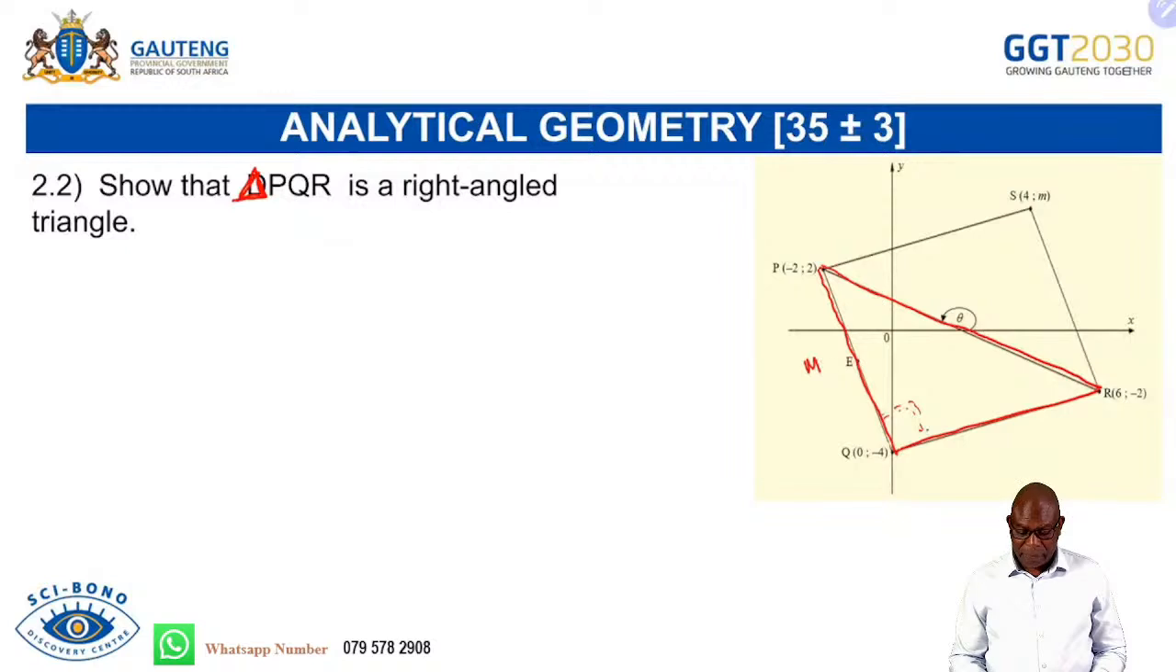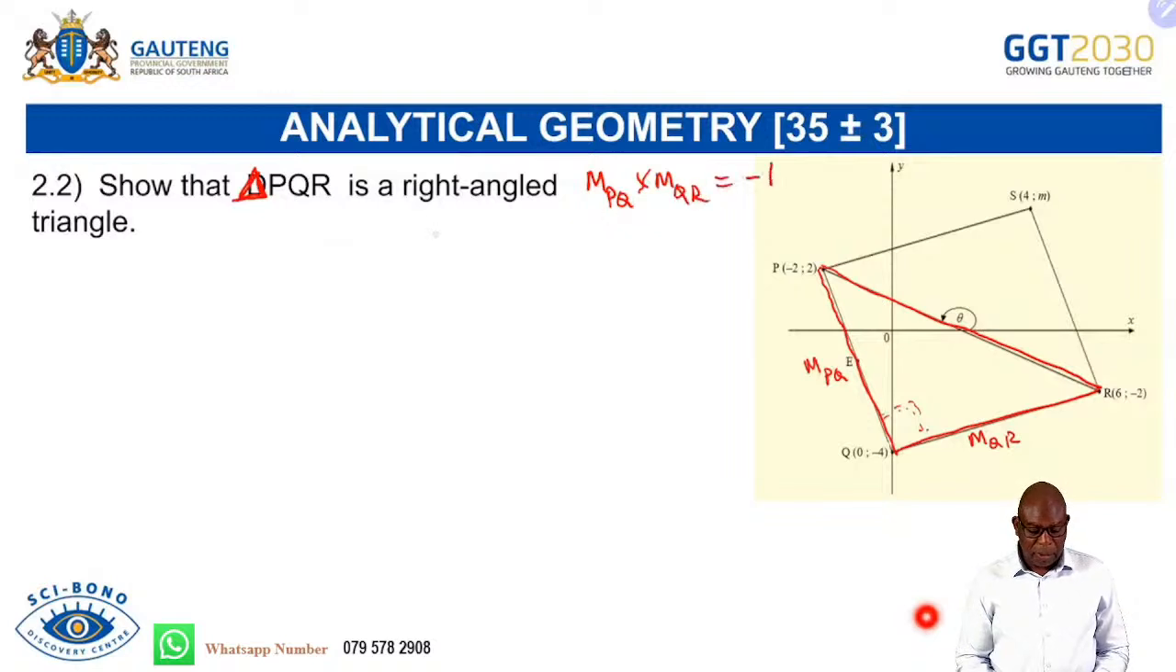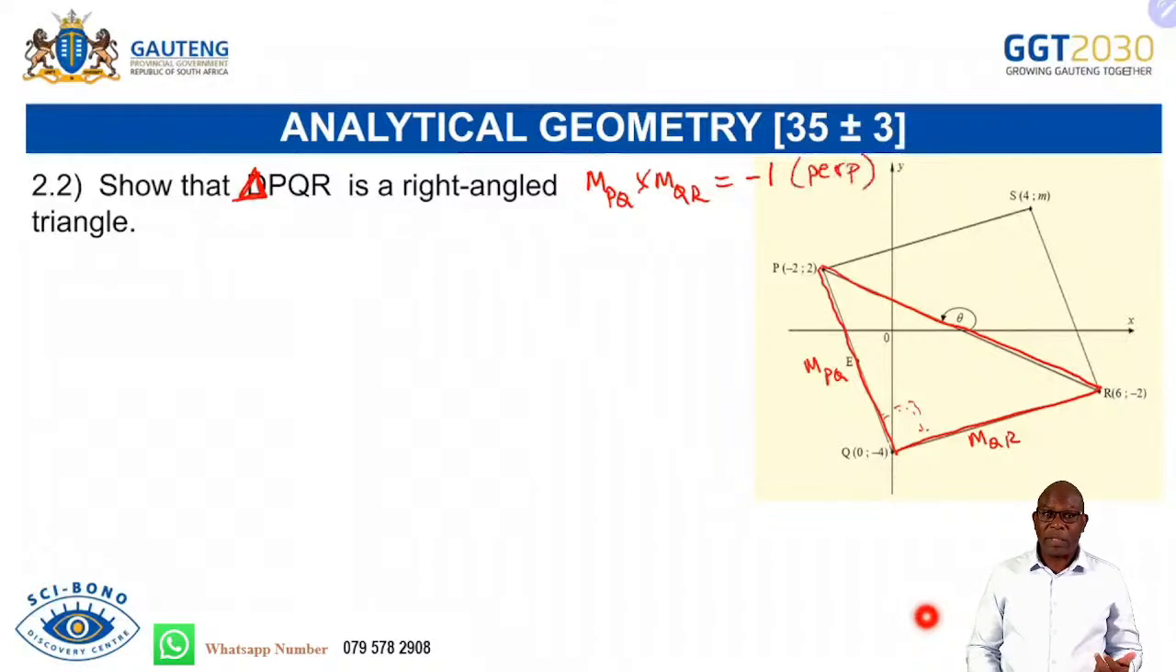The gradient of PQ and the gradient of QR, when I multiply them, I must get -1. In other words, the gradient of PQ times the gradient of QR must give us -1. That's when it is perpendicular. And once the lines are perpendicular, it means that they are 90 degrees. So the first thing that I must do is to get the gradient of PQ.